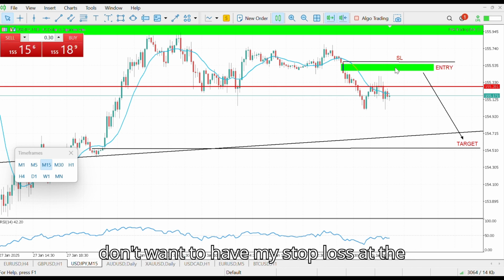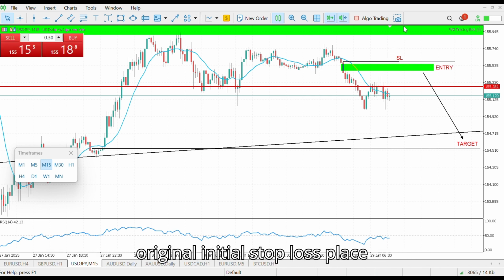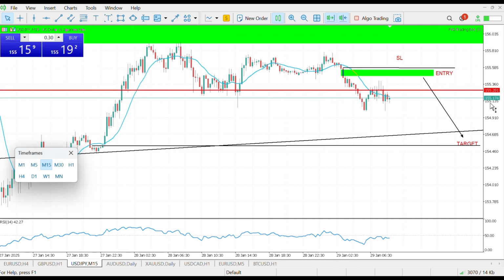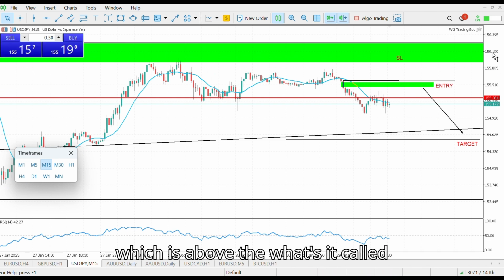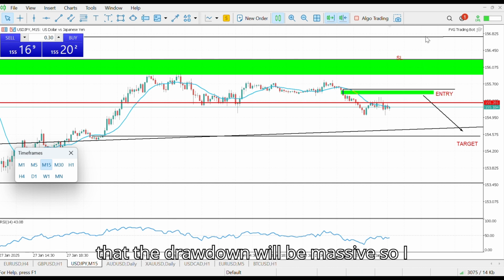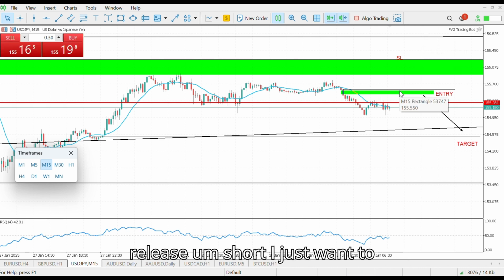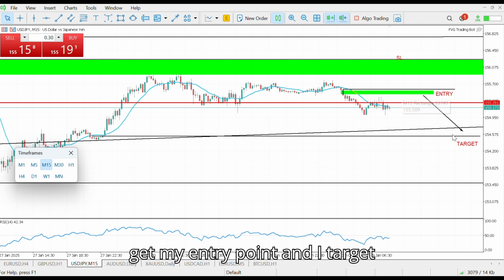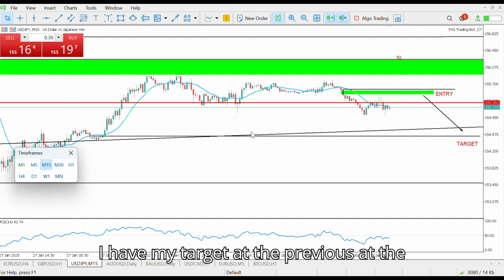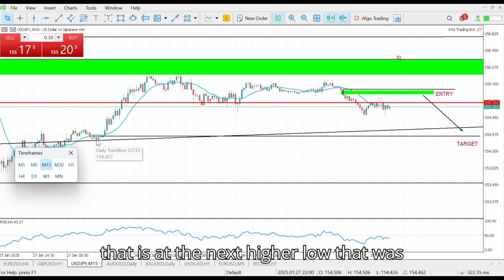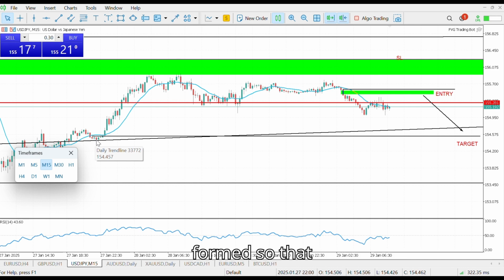I won't want to have my stop loss at the original initial stop loss place we have, which is here, above around this point. You can see that the drawdown will be massive. So I don't want that. I just want to risk little amounts here so that I get my entry point and I have my target at the next swing low, that's the next higher low that was formed.